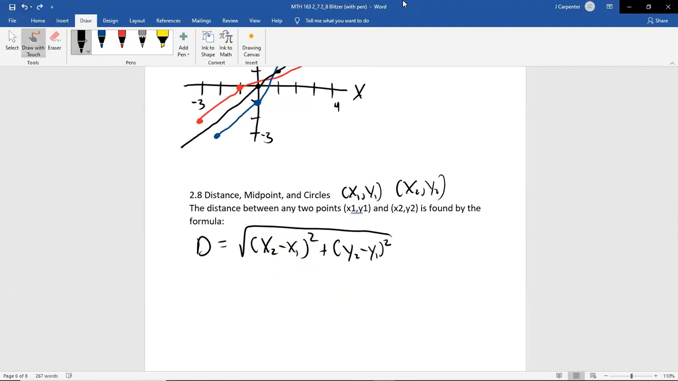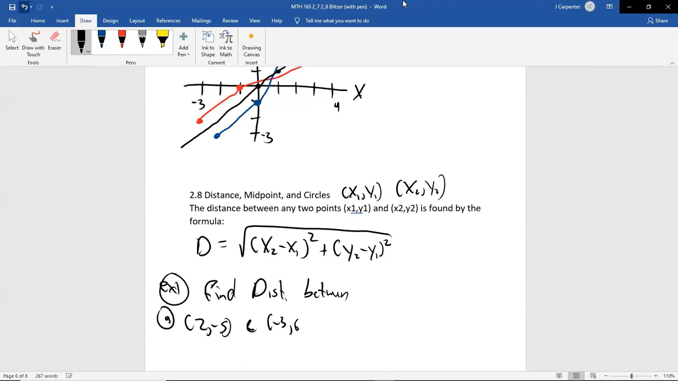All right, so for example 1, find the distance between, and for A, we're going to have (2, -5) and (-3, 6).